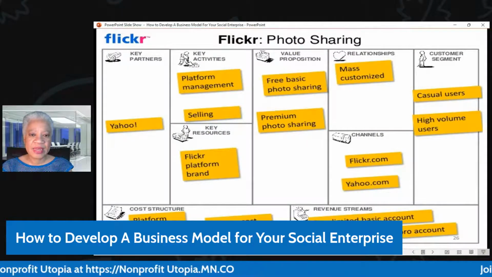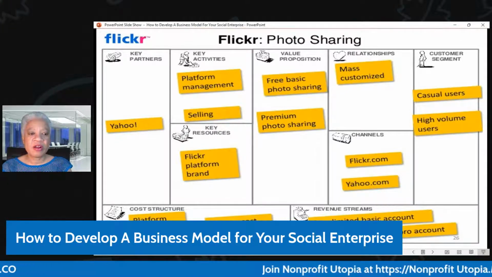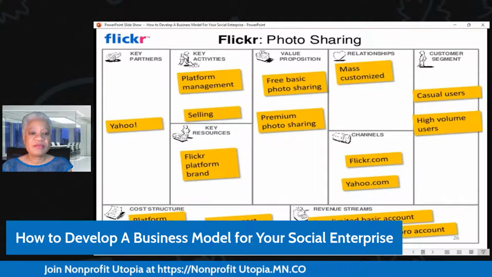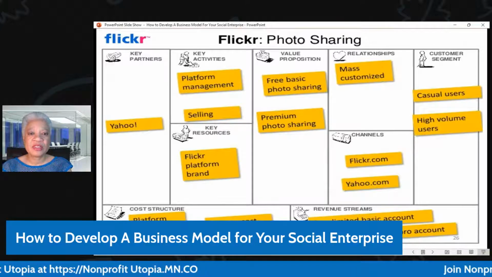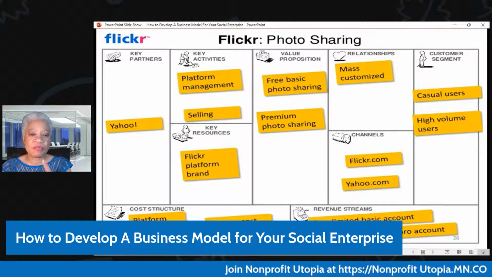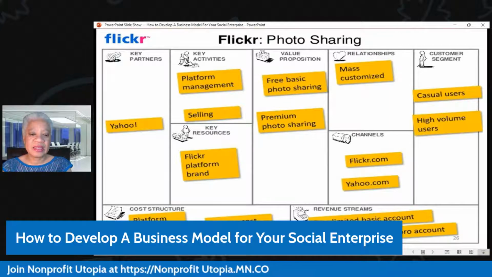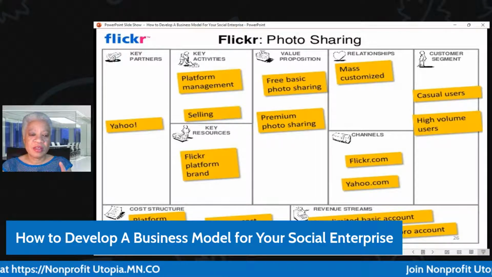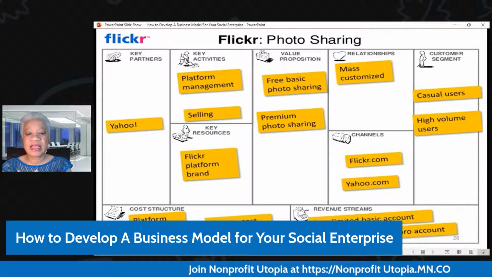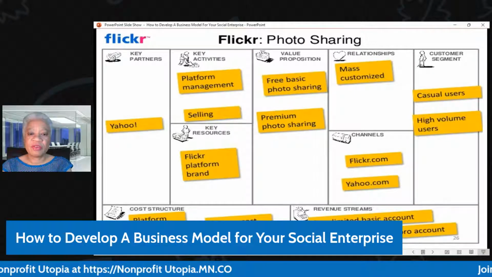The next example is Flickr and their photo sharing. Their key partners are Yahoo, which I believe is their owner. The key activities are platform management, so that big old website that they have to store pictures. So developing and managing that platform and actually selling. The key resources are the Flickr platform brand, and the value proposition is they have free basic photo sharing, and then they have premium photo sharing.